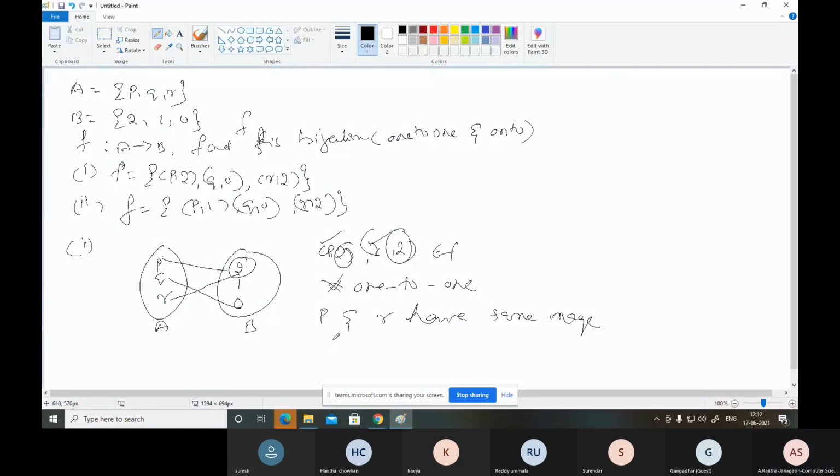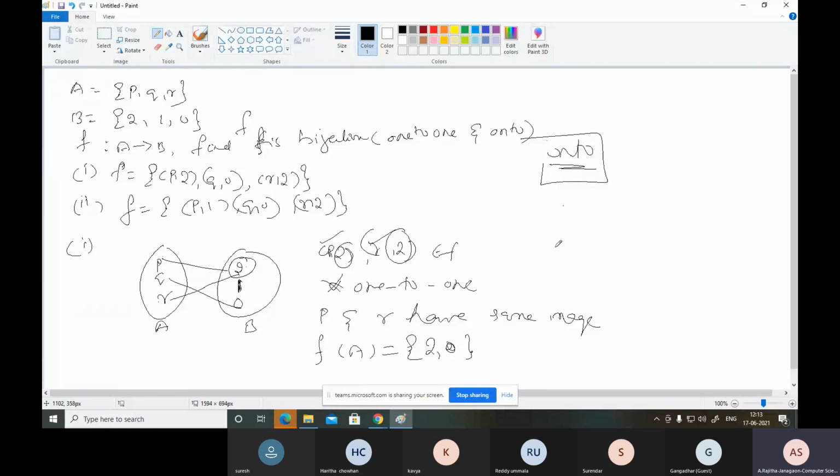And coming to this, you can find out f of A. For this f of A, it contains only 2 comma 0. So what is onto? Onto function means, for every image there exists a pre-image. There exists a compulsory pre-image. So then this is not onto. This is not onto because here 1 is the image, and there is no pre-image. So that's why this is not onto also.